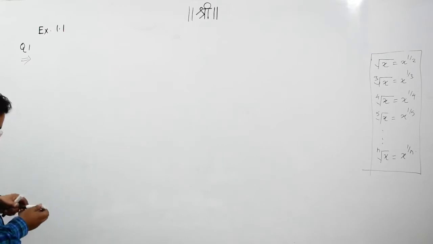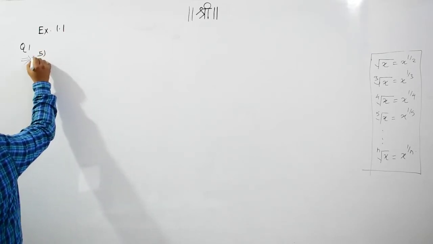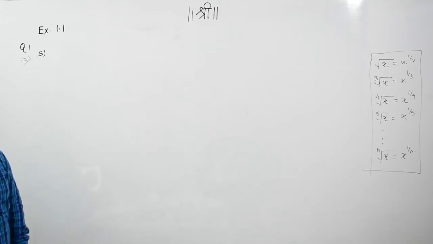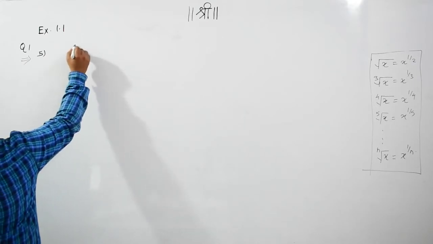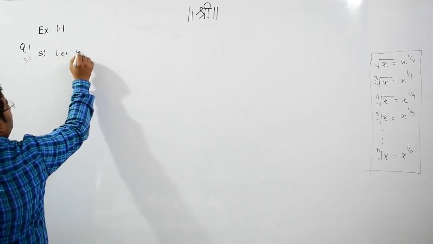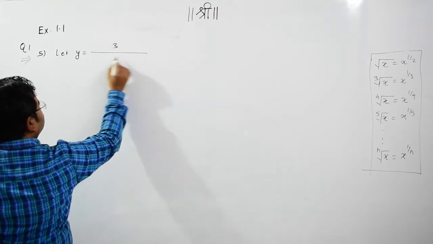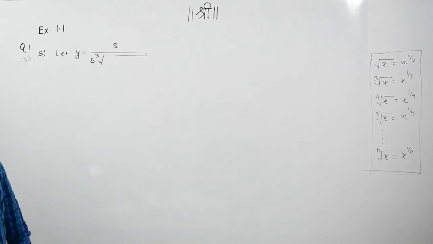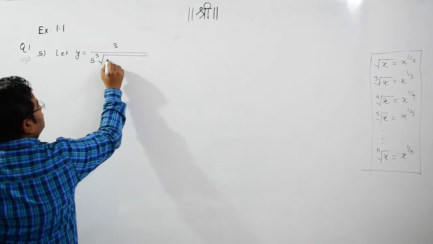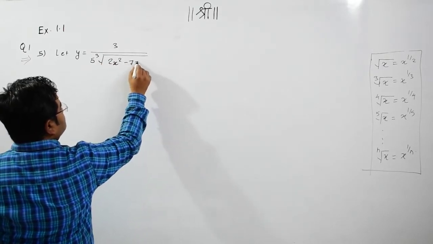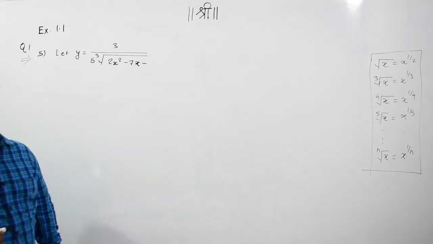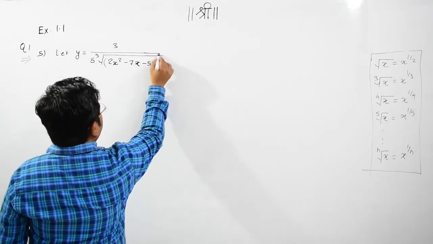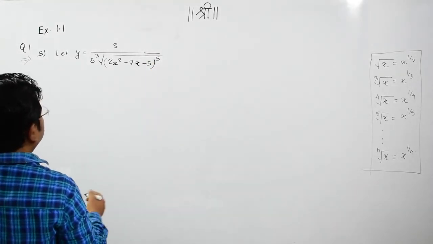Okay, now our next question is question number 5. What is question number 5? Let y is equal to 3 upon 5 raised to 3 root of 2x square minus 7x minus 5, bracket raised to 5. So this is the question, okay, which they are asking us.